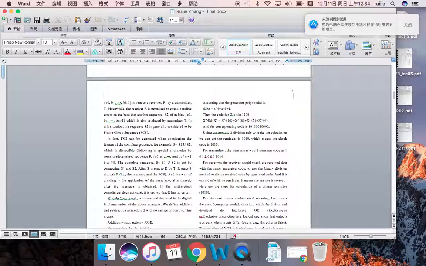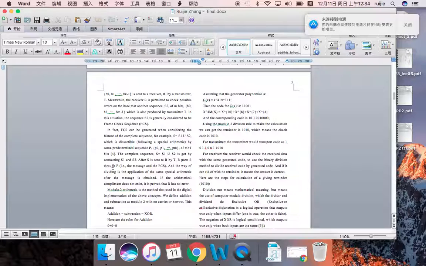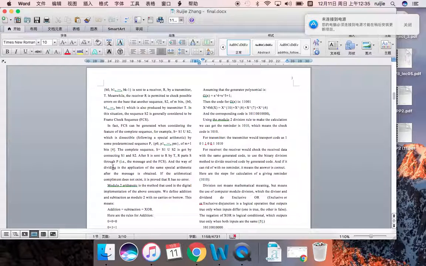For example, S equals S1 union S2, which is divisible by some predetermined sequence P, P0, P1, P2 to Pm, of m plus 1 bits. The complete sequence S equals S1 union S2, obtained by connecting S1 and S2. After S is sent to R by T, R divides S by P, and the way of dividing is the application of the same special arithmetic after the message is obtained. If the remainder does not exist, it is proved that R has no error.